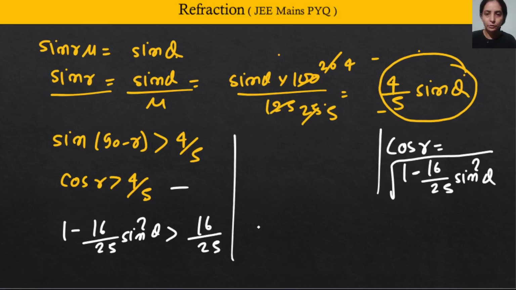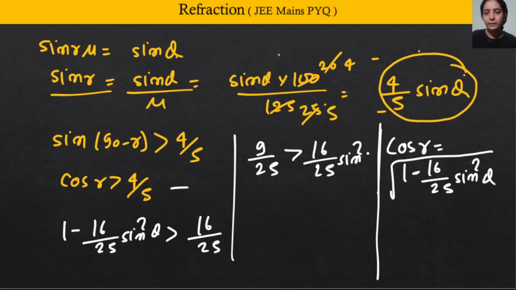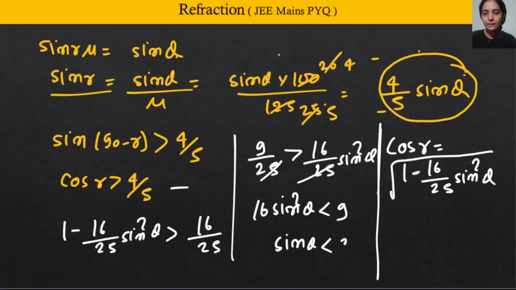If you do it, you will be getting here 1 minus 16 by 25, so that will give us 9 by 25 is greater than how much? 16 by 25 sin square theta. So 25 will cancel, so 16 sin square theta is less than 9 basically, so sin theta is less than 3 by 4. Right, this is what we are getting.